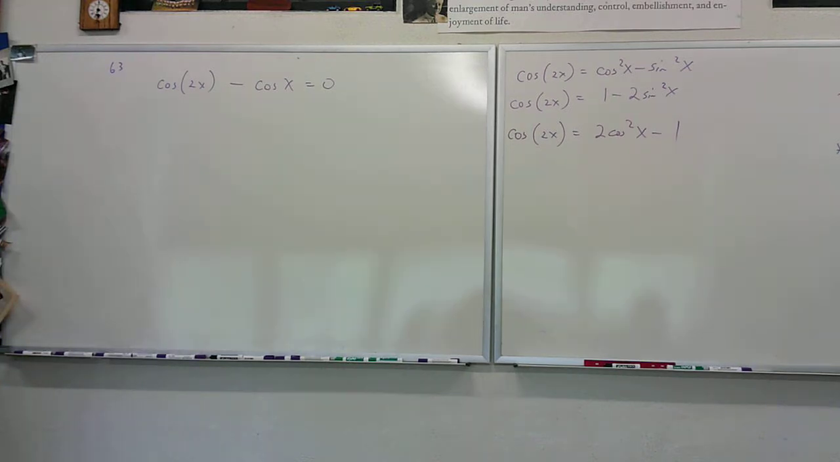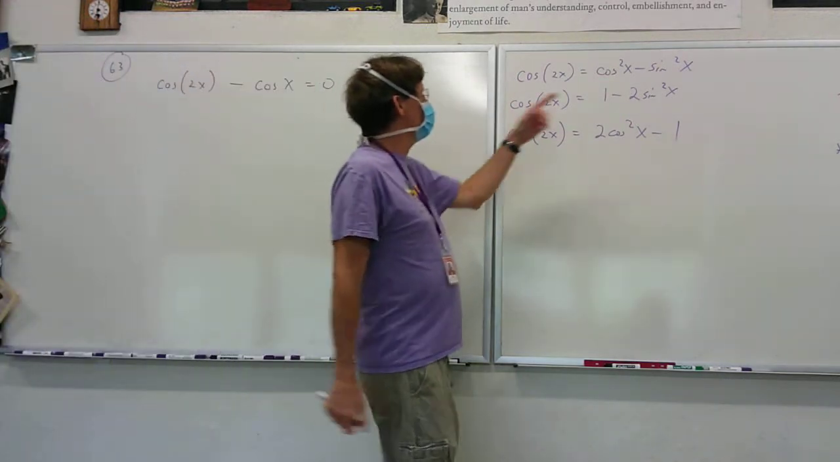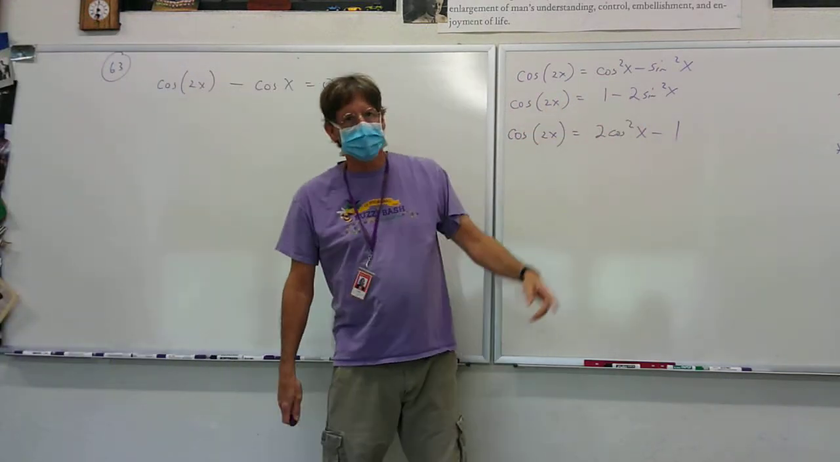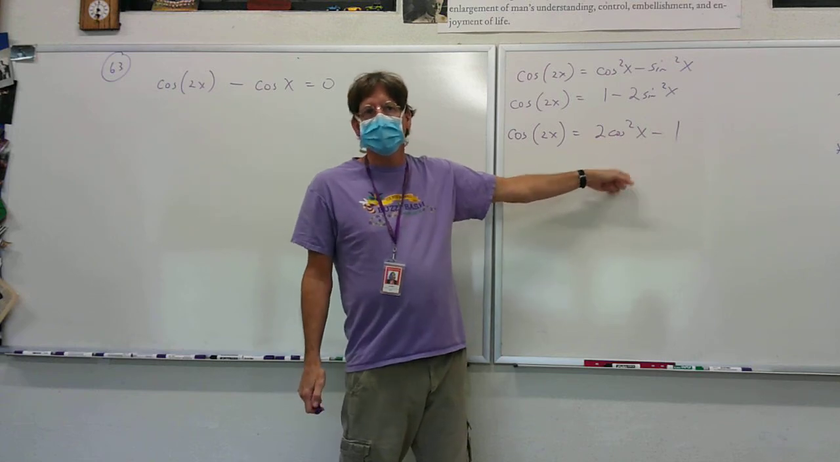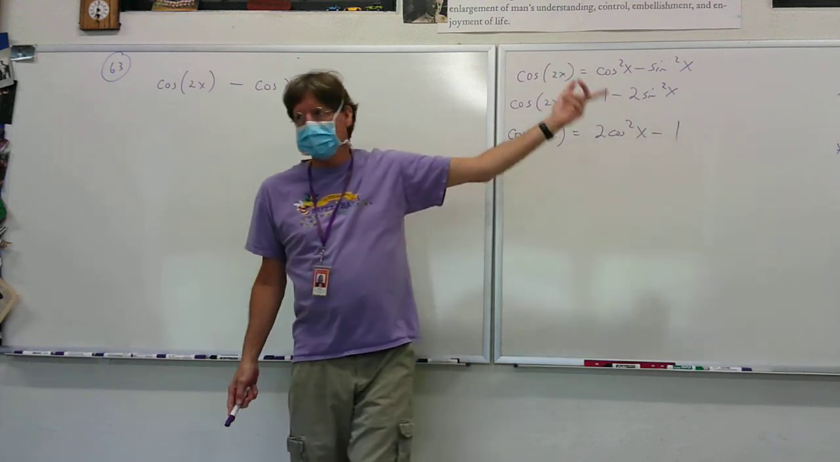Which choice do you think you should pick to work number 63? First choice, second choice, or third choice? Which one? Why? Yeah, pick the one that makes it all the same. If you're ever working a problem that has the sines only, use this one. If you ever work one that only has cosines, use this one. If they're mixed together, you probably need to use that one.